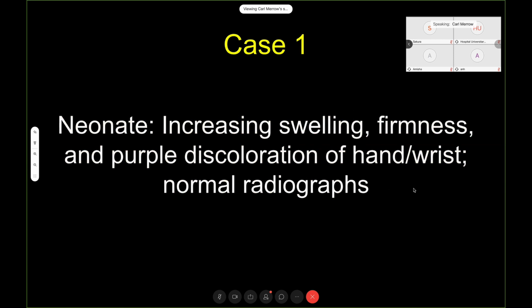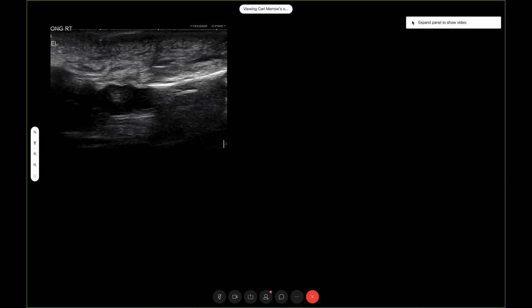Neonate, increasing firmness, swelling, discoloration in the hand and wrist. Radiographs showed no bony abnormality. So had an ultrasound at our institution, and we're looking at the dorsum of the wrist right now. So we're coming along this longitudinal view coming down the distal radius. You can see the unossified carpal cartilages here getting into the hand. And the subcutaneous tissues are thickened and a bit heterogeneous. They look sort of indurated. Very difficult to define any discrete planes between subcutaneous fat and underlying musculature or tendons.